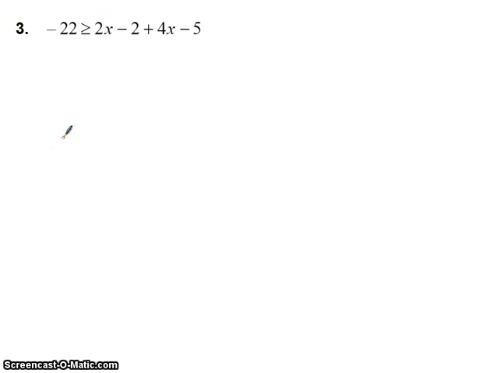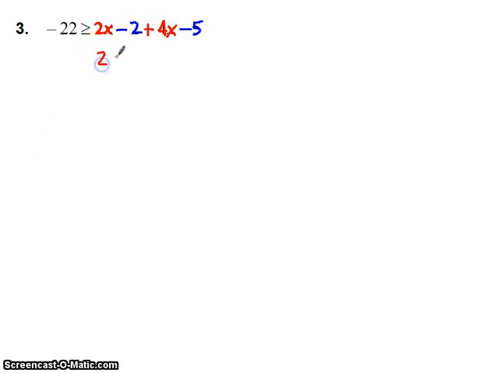This one here, we don't have to worry about distribution. We don't have to worry about the parentheses. We do, however, have to worry about like terms. We have to start this off by combining like terms on the right-hand side of the inequality. We have a plus 2x and we have a plus 4x. And we also, on the right side, have a minus 2 and a minus 5. We want to combine our like terms.